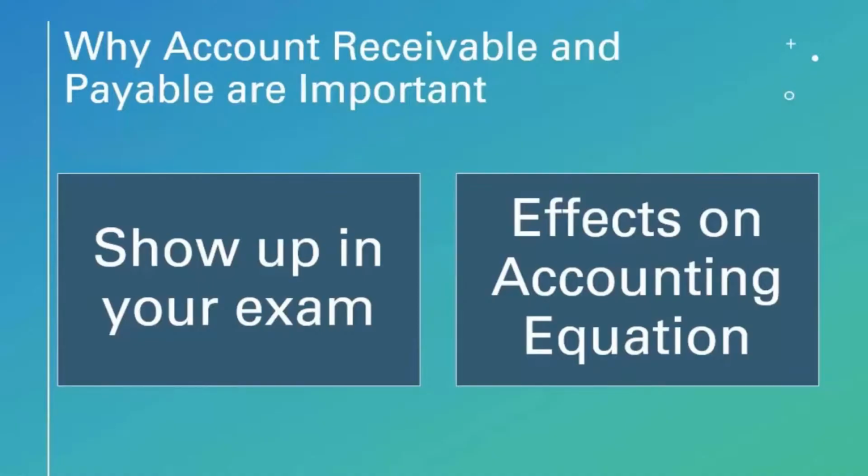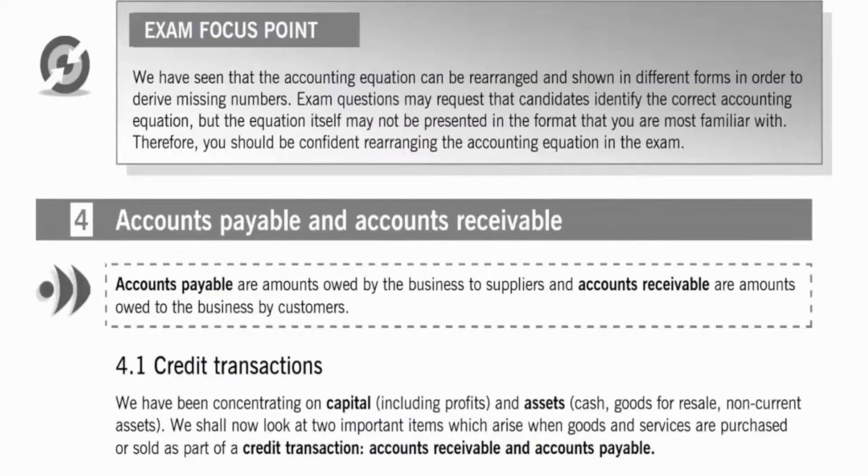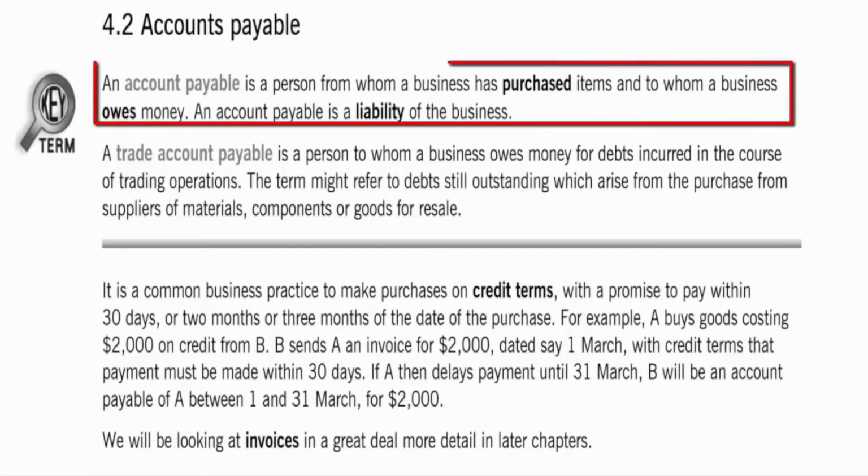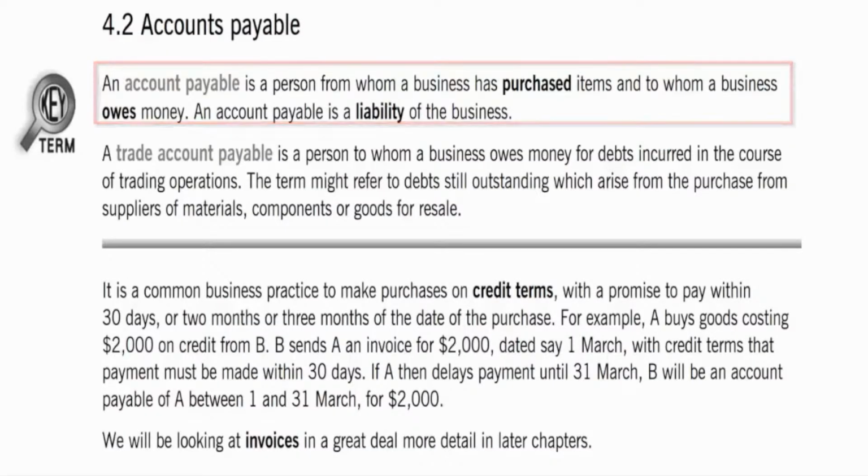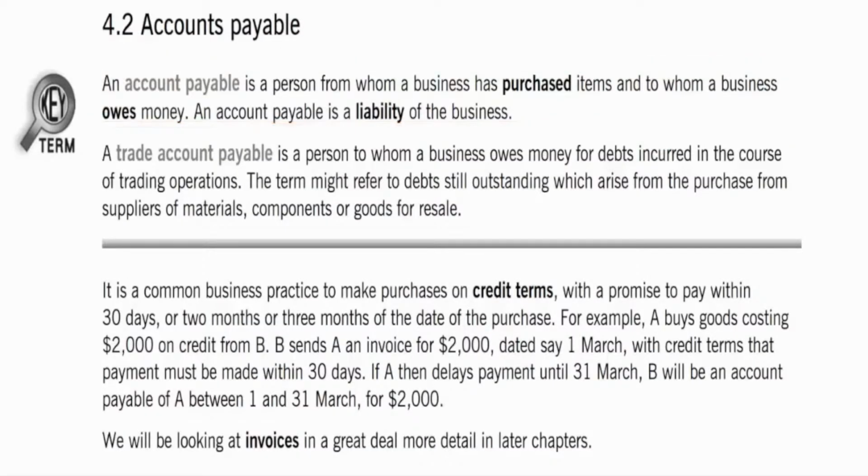Final thoughts. Before we wrap up, let me remind you why this is important. These concepts are central to how businesses track money coming in and going out. They help you keep your finances organized and balanced. And yes, they'll show up in your exams, so mastering them now will make your life easier later. So as you study, keep asking yourself, is this something the business owes, or is it something owed to the business? An account payable is a person or a business that a company owes money to because it purchased something on credit. That's it. It's that straightforward.